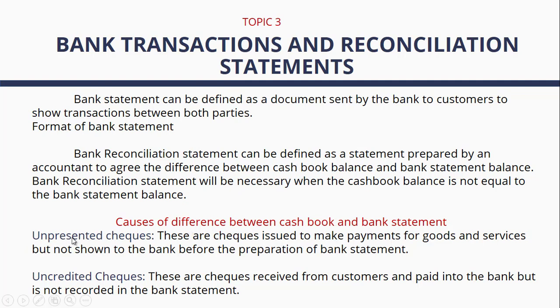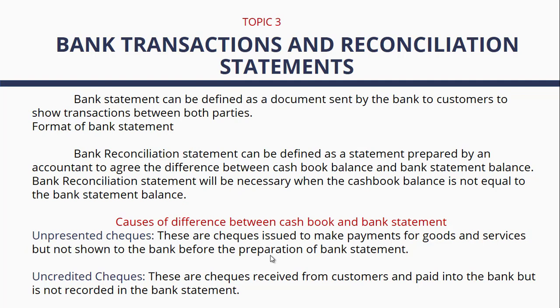Number one cause of difference is unpresented checks. Unpresented checks are checks issued for payment by a business organization for goods and services, but such checks were not shown to the bank before preparing bank statements. If an organization issued a check to someone, and the person fails to present the check to the bank before the bank statement is sent to the business organization, it will cause a discrepancy between the balance of the cash book and bank statement.